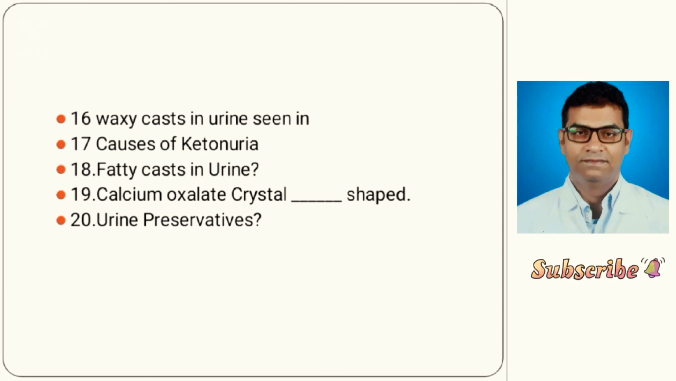What are the causes of ketonuria? Starvation, prolonged vomiting, eclampsia, von Gierke's disease, diabetic ketoacidosis. When does one find fatty acid in urine? The answer is nephrotic syndrome. Calcium oxalate crystals are envelope shaped. And the final question, what are the urine preservatives? Ether, ethyl alcohol.